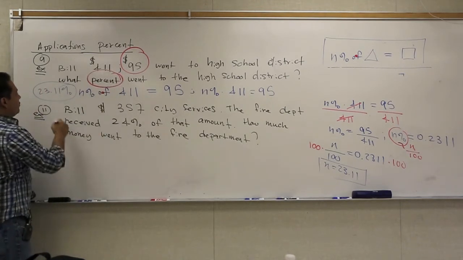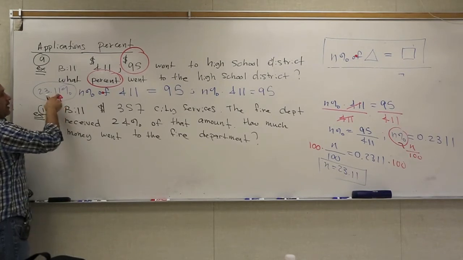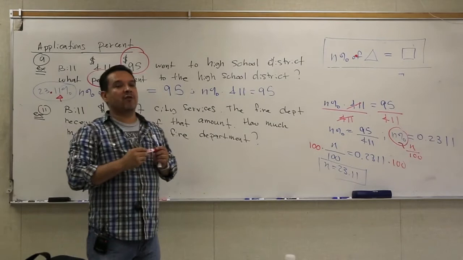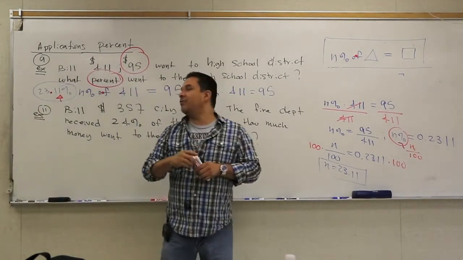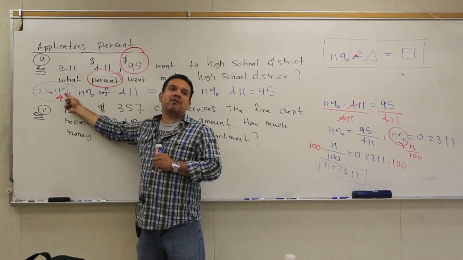Okay? So 2 decimal places is tenths and what? Hundredths. This is the second decimal place. So they wanted you to actually not round it to 23%. They wanted you to put 23.11%. And that was in the instructions.